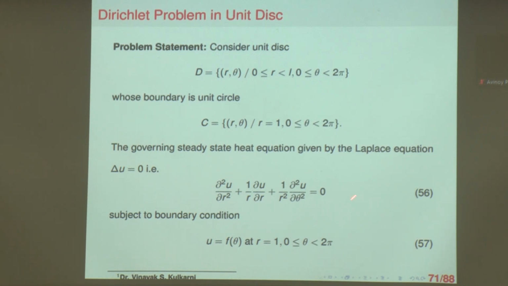Okay, and it is a steady state, so the rate of change of temperature with respect to time is not there. This is the first problem we are doing for the steady state condition. The condition imposed on the circumference of the unit disk is that the prescribed temperature is f(theta), because r equal to 1 is fixed there. So the temperature prescribed is f(theta). Okay, so this is the mathematical formulation of the problem.